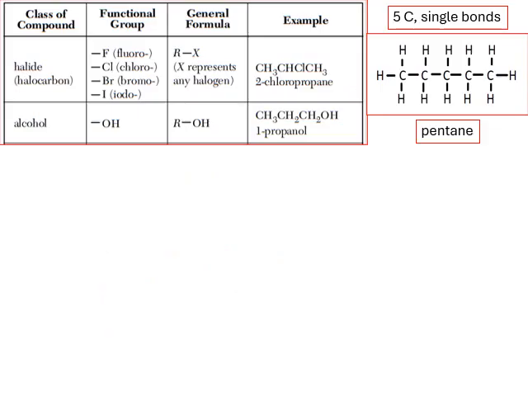So again, on table R, just notice the first column shows the class, the type of functional group, what we call the thing that's being added on. The second column shows what it actually looks like. So you can see F and Cl and Br and I and OH.